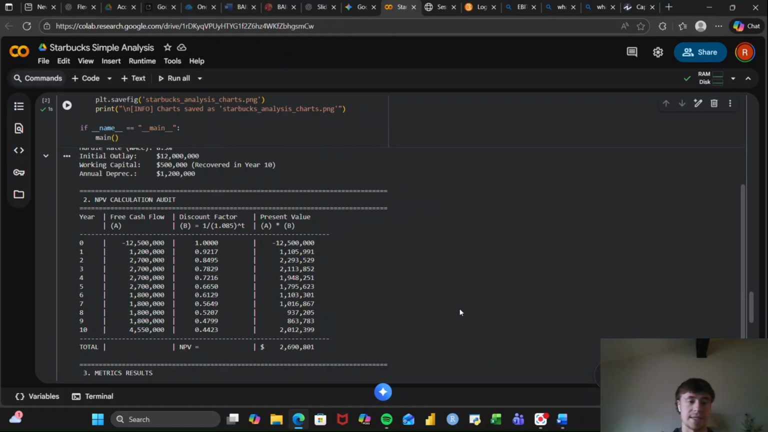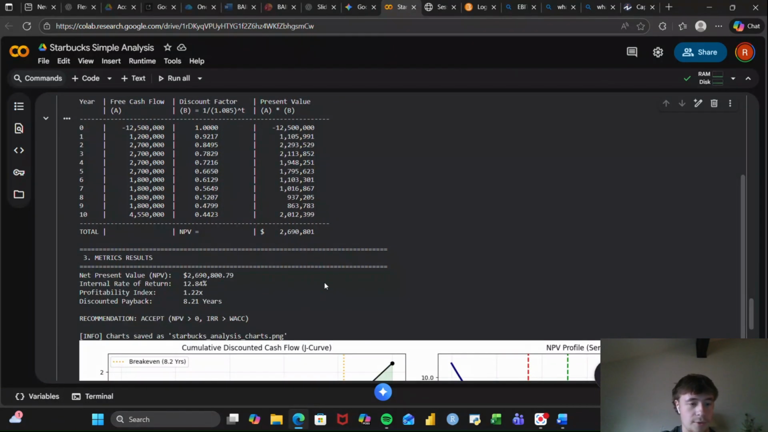Now, why we calculate this or discount these is because if you just took the cash flows that you get from the revenue minus those costs, you're going to get a number that's not exactly accurate because it's not accounting for how money changes over time. Remember from our earlier sessions, money today is worth more than money tomorrow.